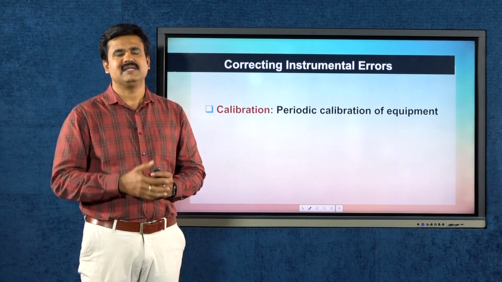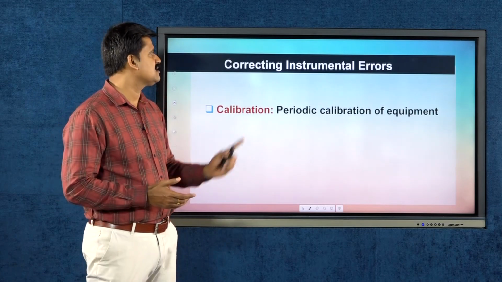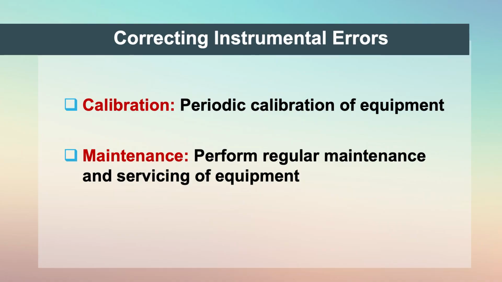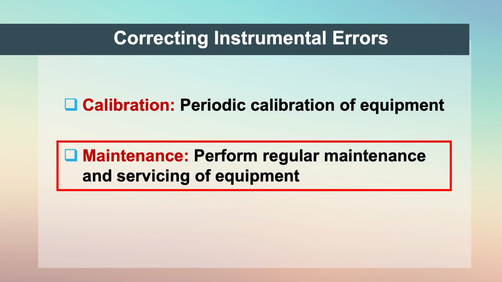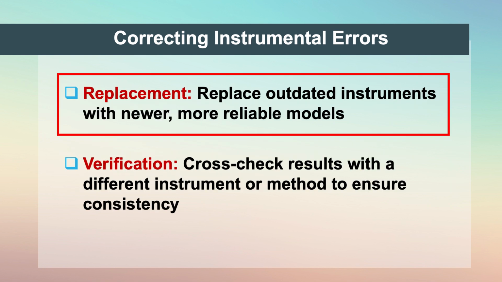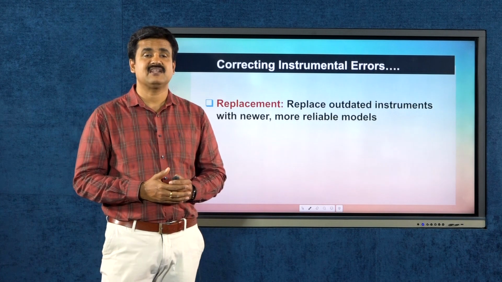Calibration is a good method to reduce the instrumental error. We have to first focus on how to correct instrumental errors. The method calibration is a good alternative. Another correcting method for instrumental error is maintenance. Perform regular maintenance and servicing of the equipment with which you are taking the measurement. Now, replacement. You have to replace outdated instruments with newer, more reliable models. This is a good alternative to reduce the instrumental error.